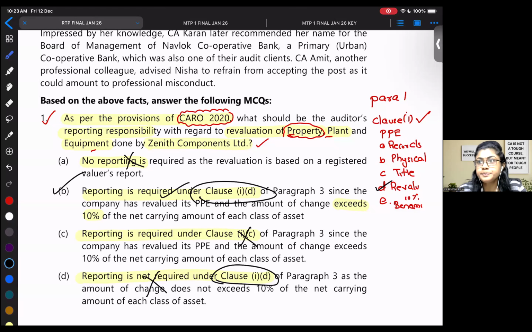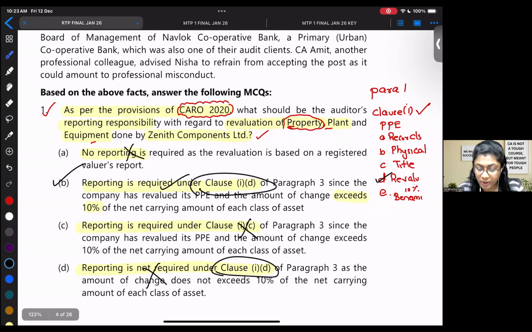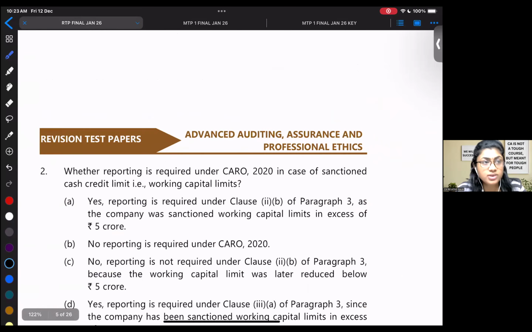Are we clear? So can I go to question number 2? If question number 1 is clear, can you say 2 so that we can go to question 2? This question is from Caro class 1. Okay, second one.